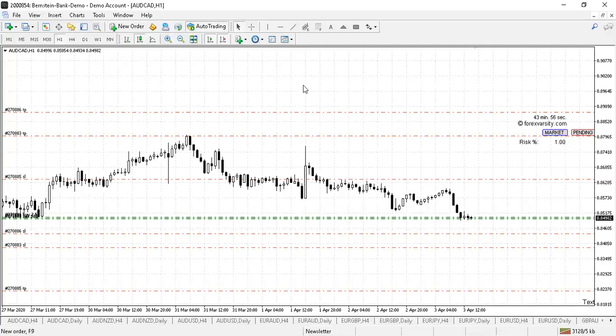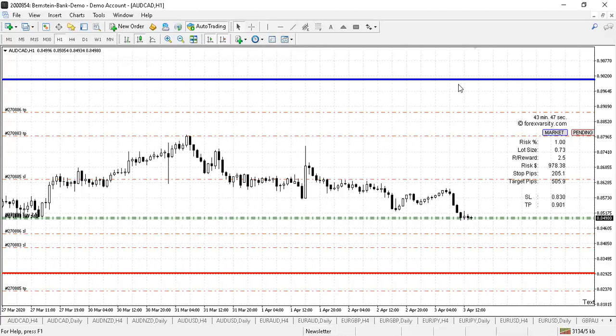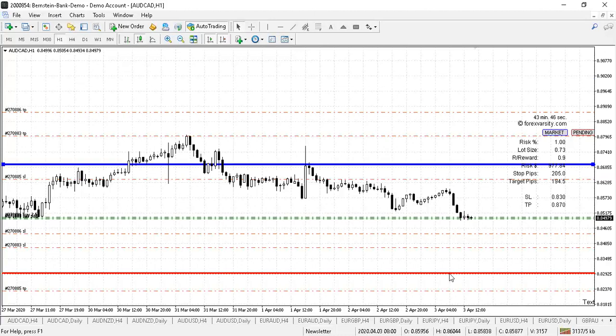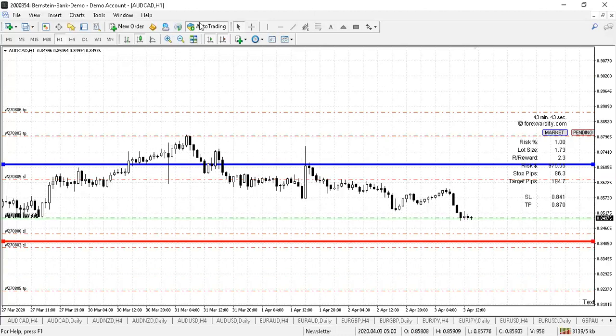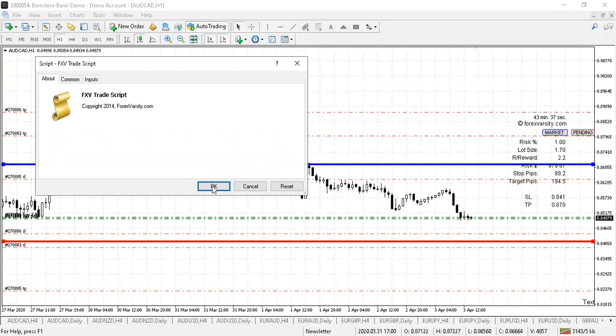So there's a couple of different ways. Number one is just to do it manually, and number two is just to use our tool. Just position the lines and literally just press Control and E, and you'll find that that enters the trades. Make sure your auto trading is on. Hold down the control key, click on E, and then click on OK.